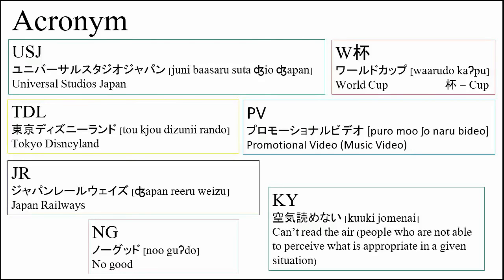This term is often used for people who are not able to perceive what is appropriate to say and do at times. When World Cup and no good are not abbreviated, you can clearly hear the glottal stops, which are also commonly used in Japanese. No good, World Cup.